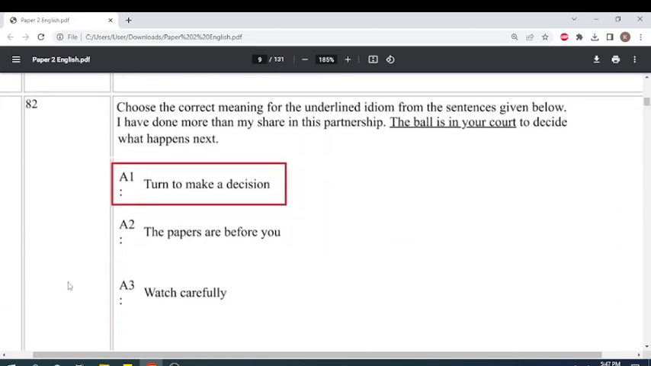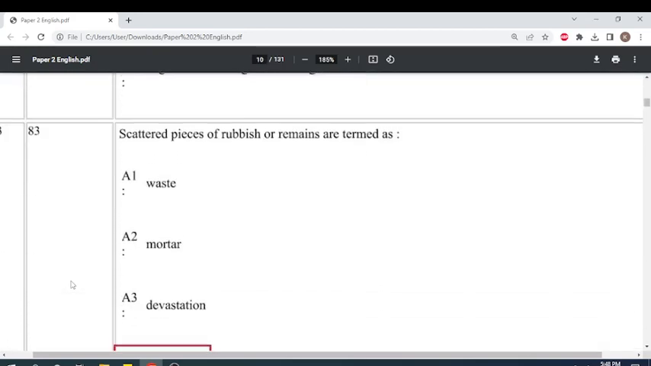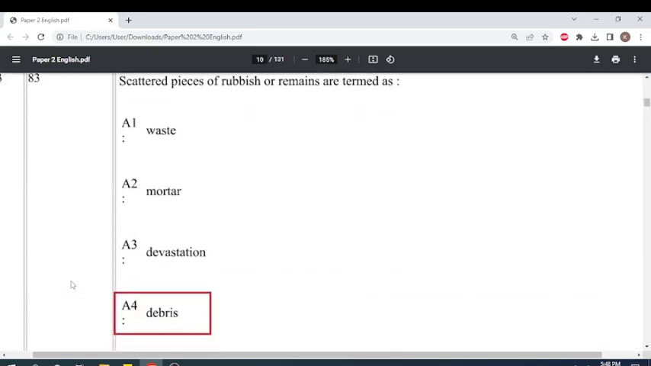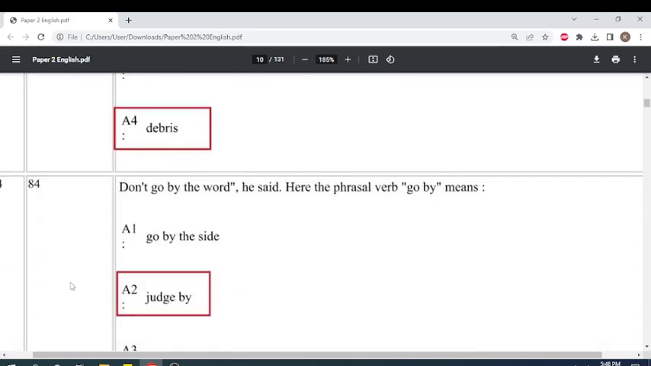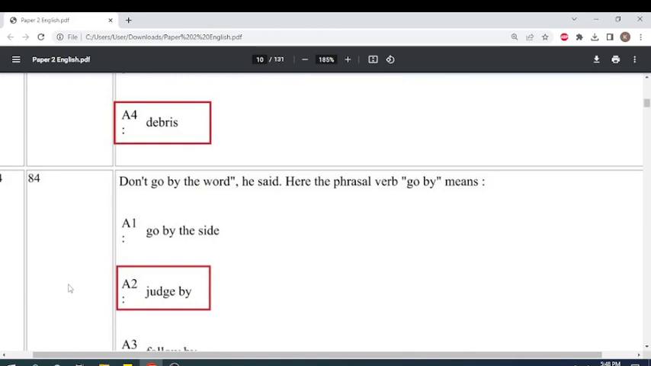82. Choose the correct meaning for the underlined idiom from the sentence given below. I have done more than my share in this partnership. The ball is in your court to decide what happens next. Answer A1. Turn to make a decision. 83. Scattered pieces of rubbish or remains are termed as, answer A4, debris. 84. Don't go by the word he said. Here the phrasal verb go by means judge by.